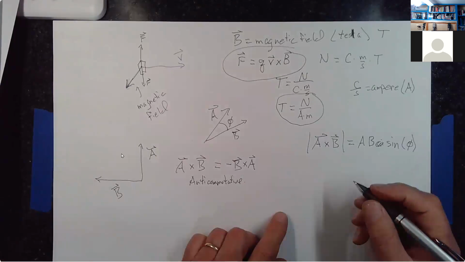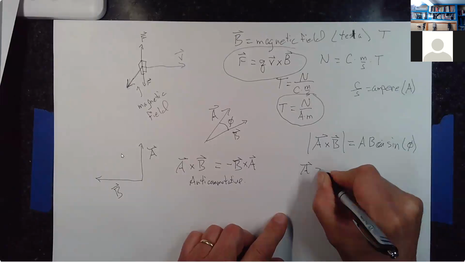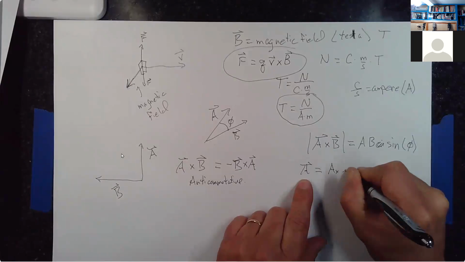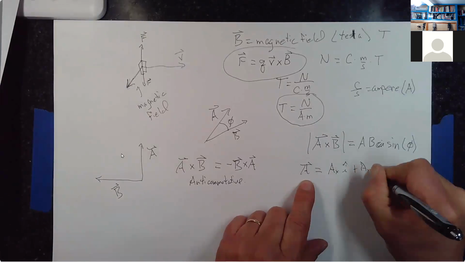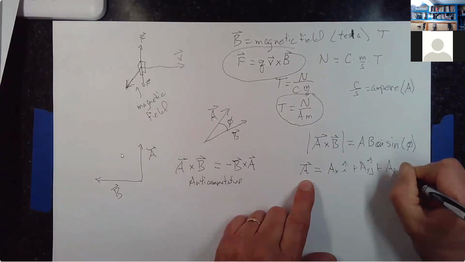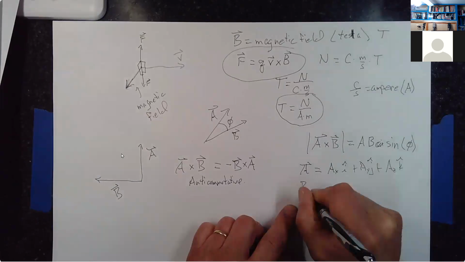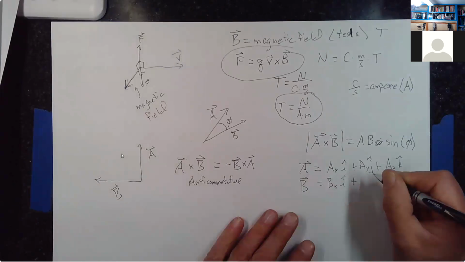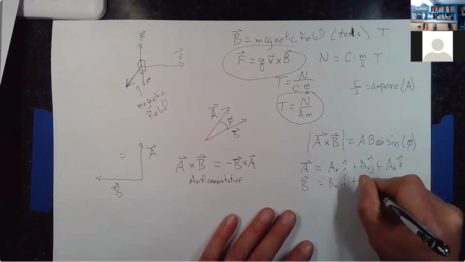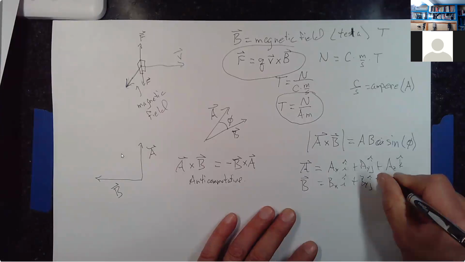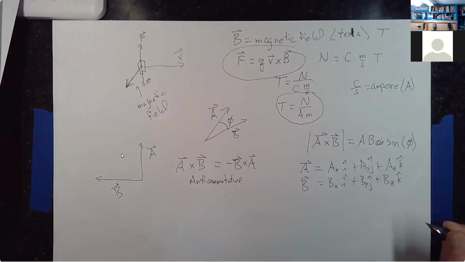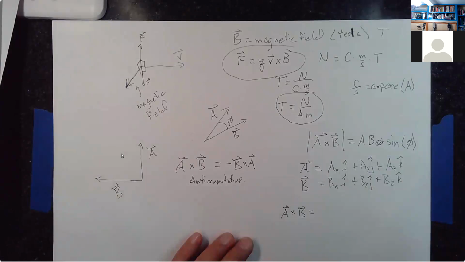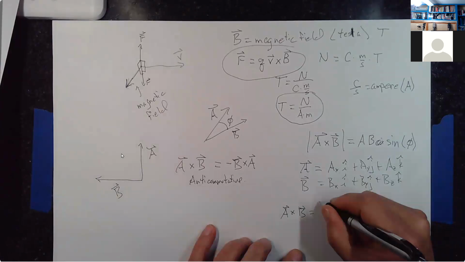However, here's a formal version of calculating a cross product. Let's suppose A is A sub X along I hat plus A sub Y along J hat plus A sub Z along K hat. And B looks similar, but it's got its own components. These components can be positive, negative, just about everything you can think of. And A cross B is going to look pretty darn scary if I write it out, but I'll show you the shorthand version first.